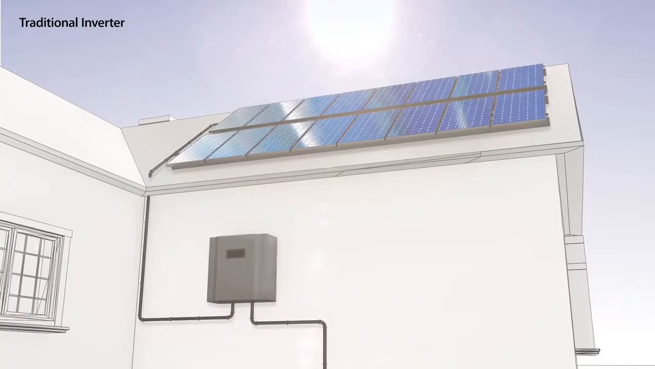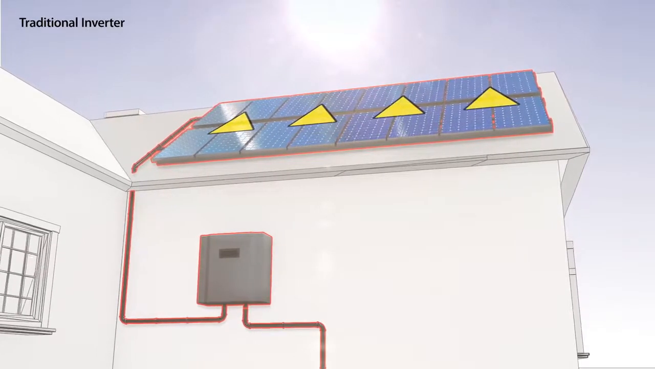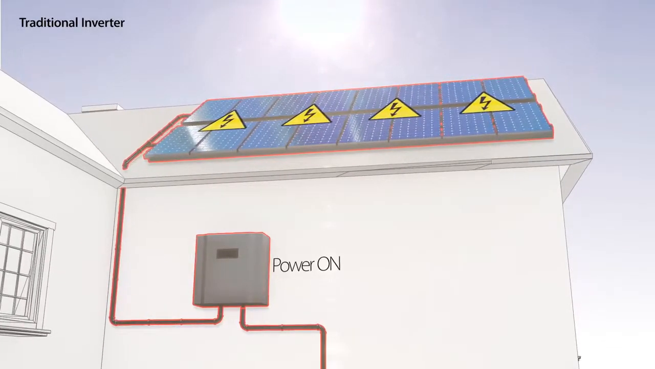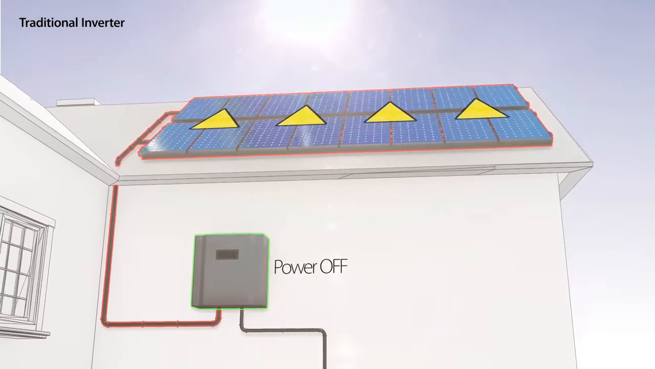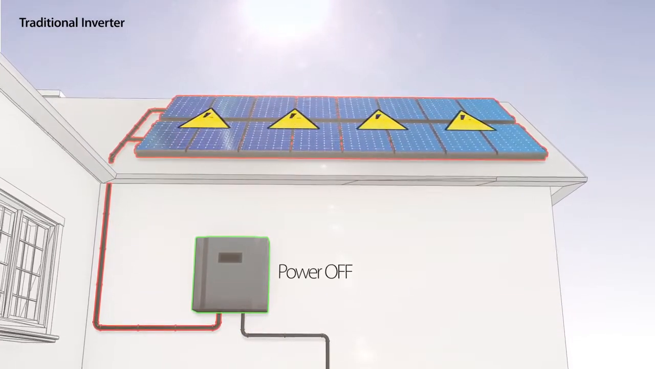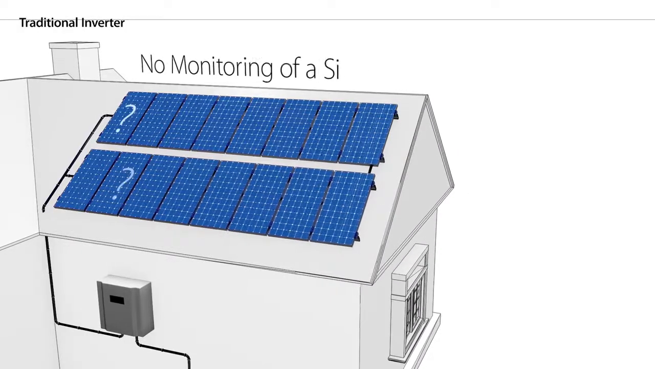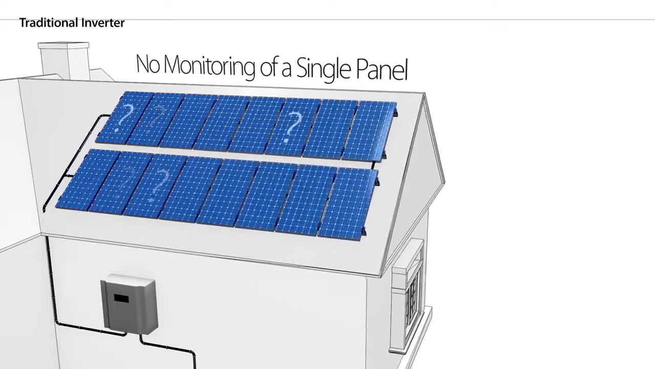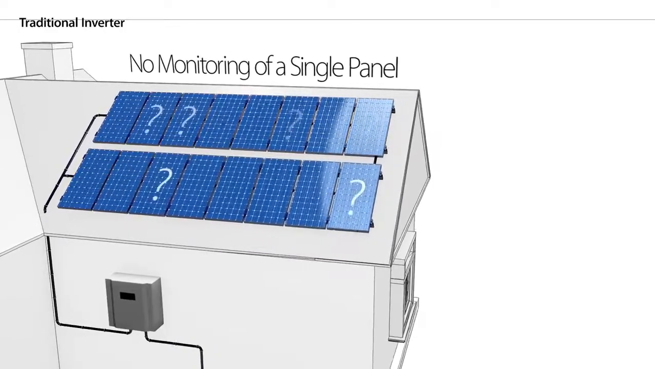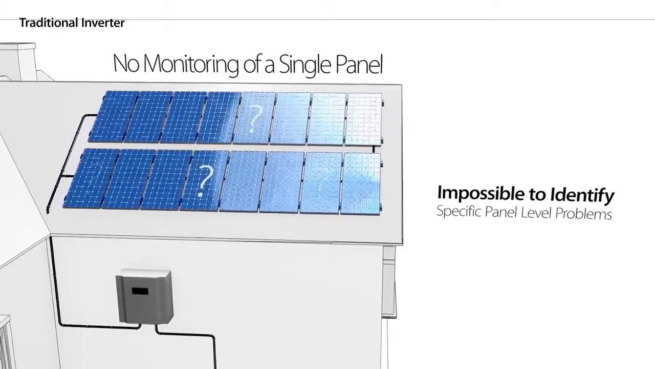The DC cables which connect the panels to a string carry high voltage as long as the sun is shining. The traditional inverter cannot shut down the panel's DC voltage and therefore poses serious risks to installers and firefighters. A traditional system cannot track power output, temperature, or any other parameter of a single panel. This makes it impossible to identify specific panel-level problems remotely.